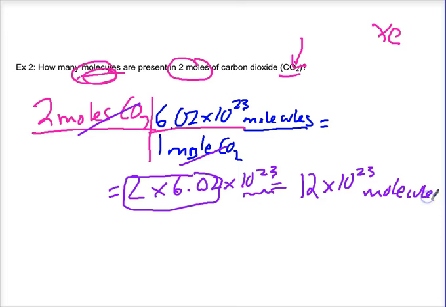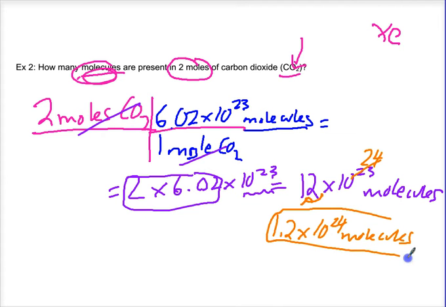However, this is not written in scientific notation. I can only have one number to the left of the decimal. So what I need to do is move that decimal 1 spot to the left. And when I move the decimal to the left, it makes the exponent get larger. So I will get 1.2 times 10 to the 24th molecules as my final answer.